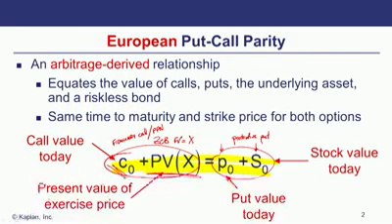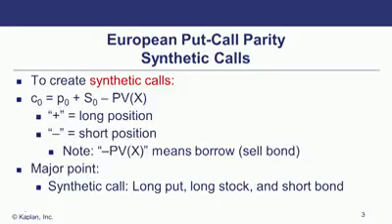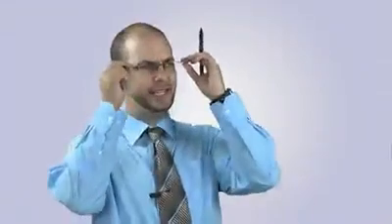Now, what can we do with this equation, guys? Going back to our slides, what we can do with it is we can, first of all, rearrange it to create synthetics. Now, what is a synthetic instrument? A synthetic instrument is an instrument that we create as a combination of the other three instruments in the put call parity. So, for example, I could create a synthetic call by combining a stock, a put, and a bond in the correct way.